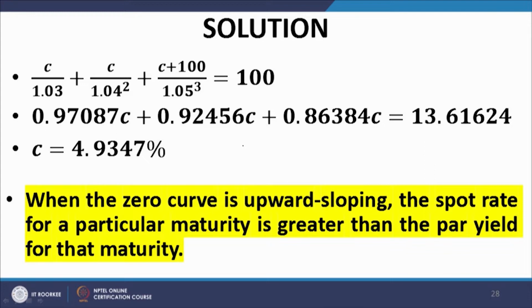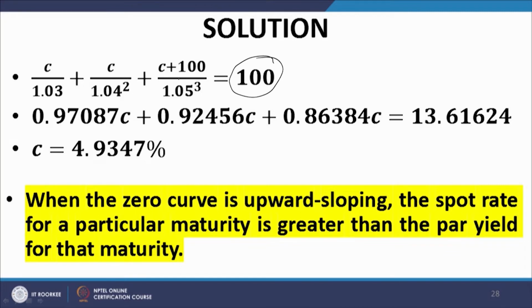The first C, corresponding to the first year, is discounted at the first year spot rate, which is 3%. The second C, the coupon payment at the end of the second year, is discounted at the 2-year spot rate, that is 4%, and the third payment of C plus 100, that includes the redemption value of 100, will be discounted at 5%, the 3-year spot rate. And what has this got to be equal to? This has got to be equal to the face value of the bond or the par value of the bond.